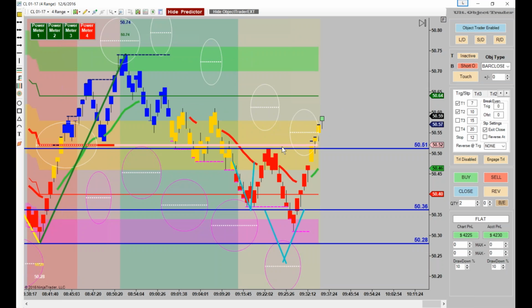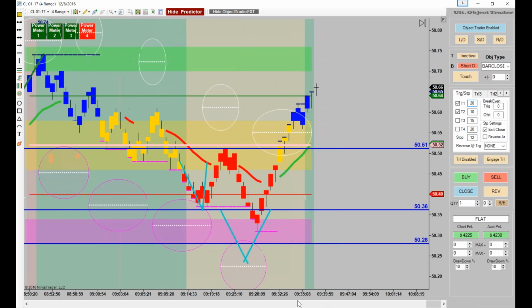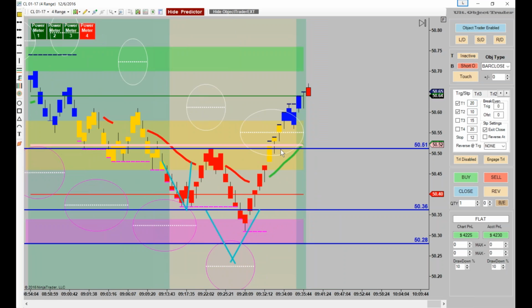Retrace. Thrust above resistance. Pulls back into support. And you can always do like 1 and go for like even say 20. Whoop, that didn't work. Do like 20 on here. But we got to wait for the pullback, right? We've had our thrust. Now let's see if we get a pullback.